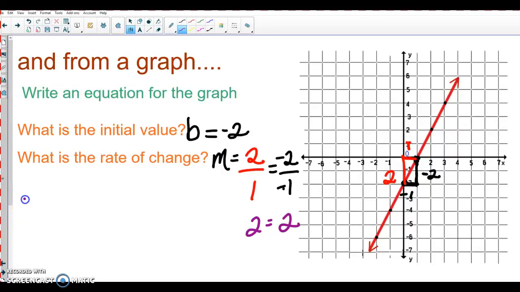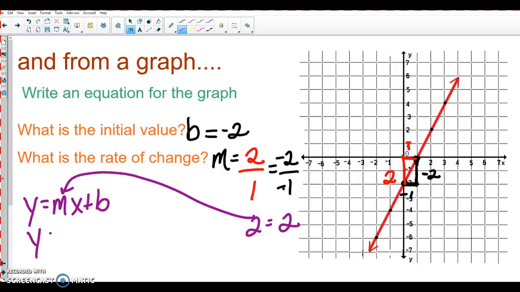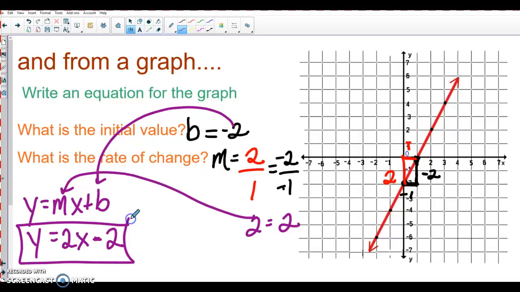So then when I write my equation, I have y equals mx plus b. So my y stays the same. I plug in 2 for my m, that's my slope or my rate of change, x, and then -2. So I could write plus a -2, but we usually don't do that. So y equals 2x - 2 is my equation.